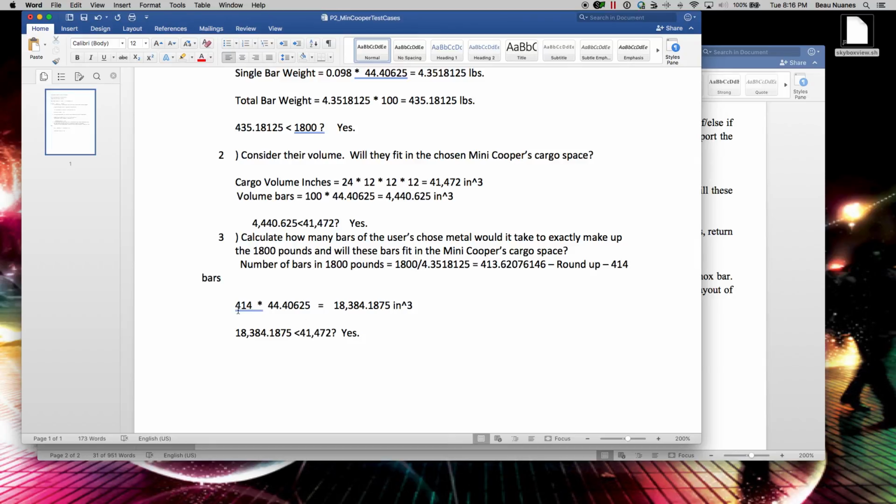It's going to take 414 bars. So really the answer is both of these. It's this, and this, right? And then here the answer was yes. And here the answer was yes. Whatever, that works. Yes.